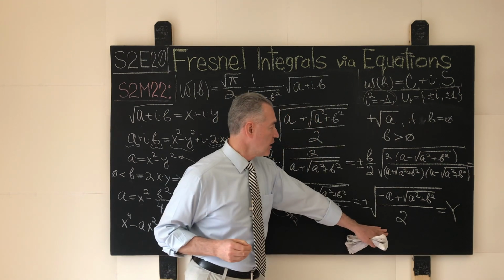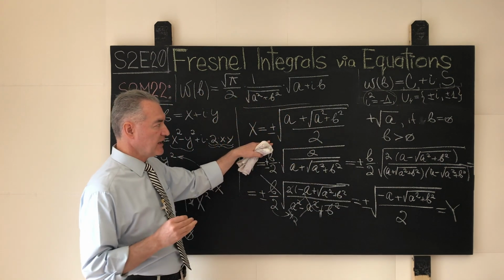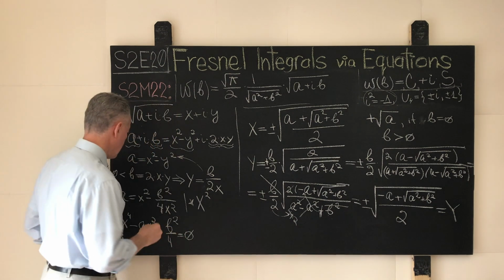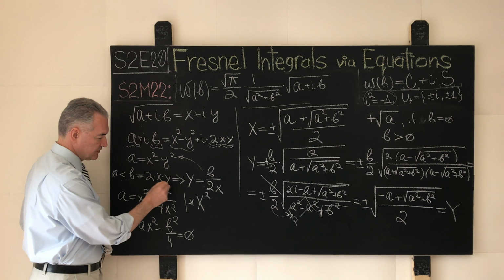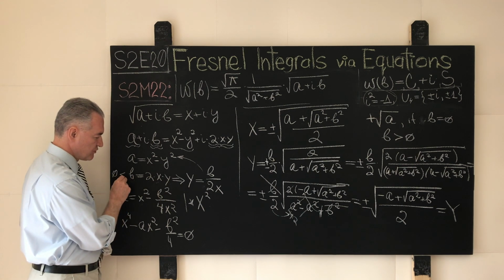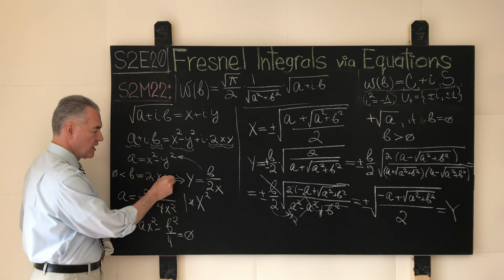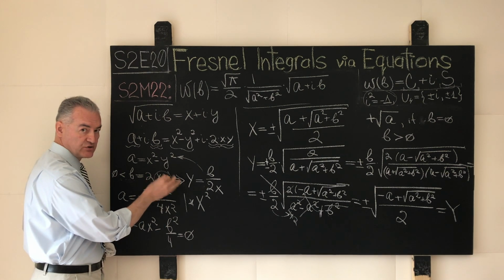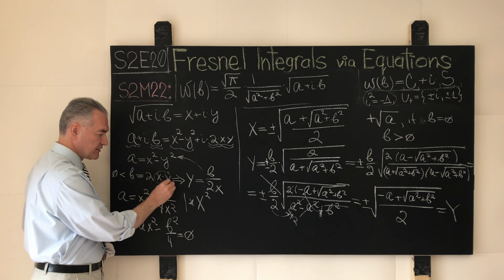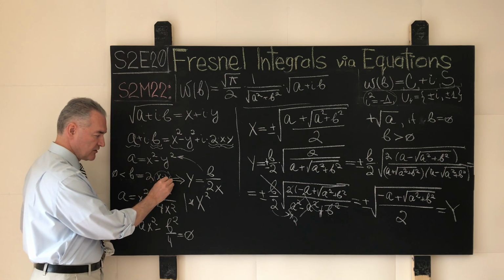So this is y, this is x. But again, because our expression for the product of x and y must be equal to b, which is greater than 0, it means these two parameters change their sign in unison. If x is positive, y is positive. If x is negative, y is negative.